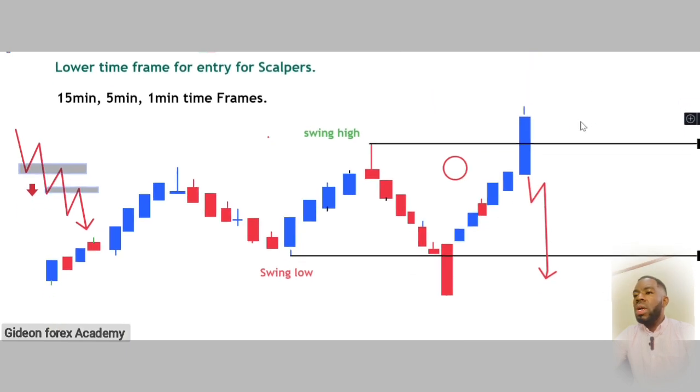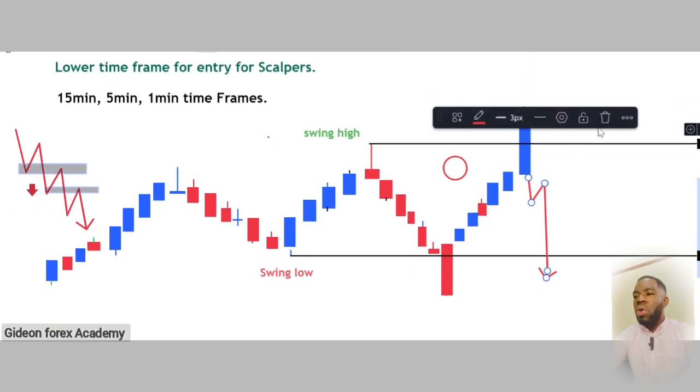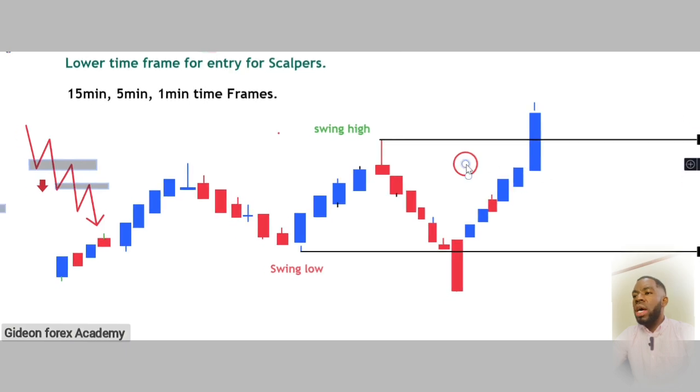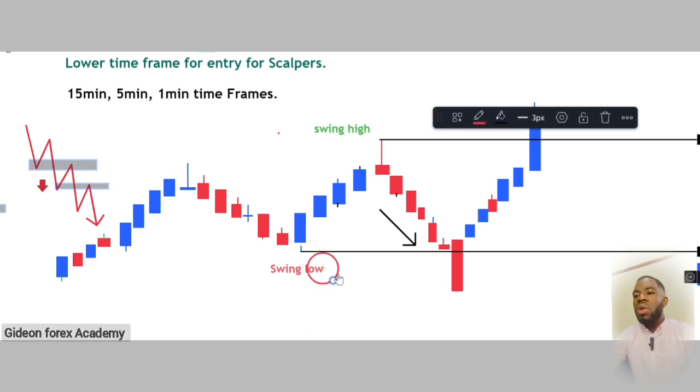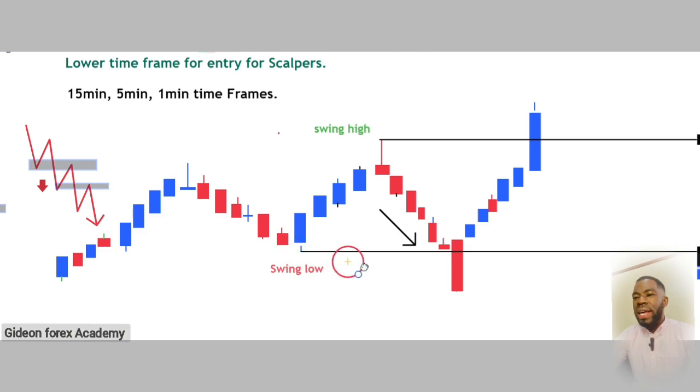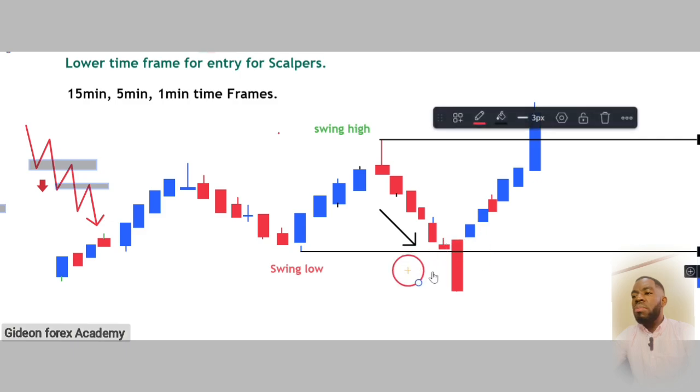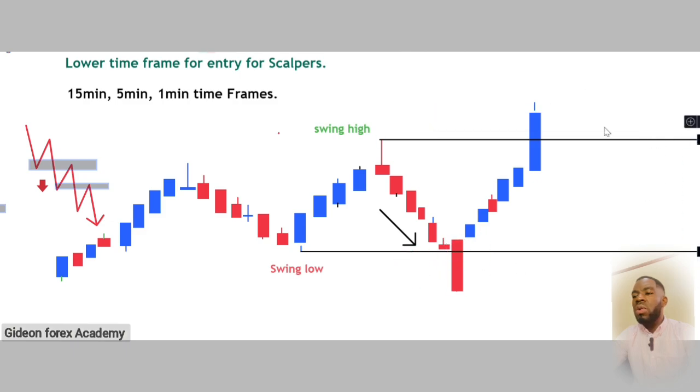In a bearish scenario also, at this point here, this is our swing low. We are waiting for price to take out this swing low before we can sell. But just like in the bullish scenario, we have to wait for this candle, which is dancing like that. It's very active, in a volatile market.